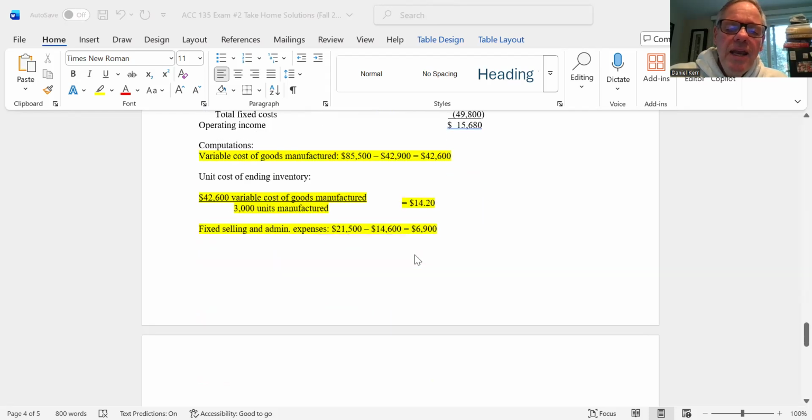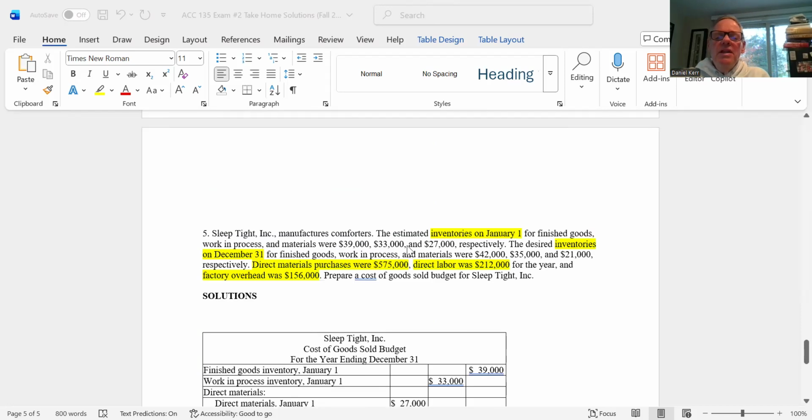Okay. And then the last one here, hopefully the little job aid that I gave you was useful here. The tricky thing is that the first thing I would do is figure out all the inventories. They gave you beginning inventories of finished goods, work in process, and raw materials. And then they gave us ending inventories. They call it desired ending inventories of finished goods, work in process, and raw materials. They told us what the purchases were, they told us what the direct labor was, and they told us what factory overhead was. On the basis of that, prepare a cost of goods sold.